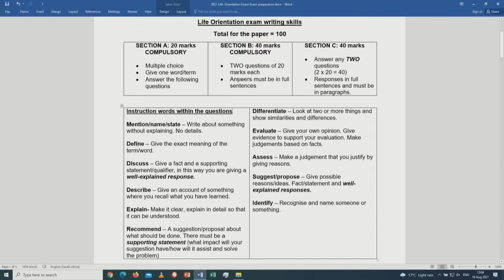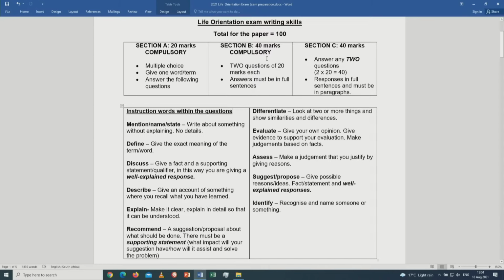And then Section B, it is compulsory. It will comprise 2 questions of 20 marks each, whereas previously it was 2 questions of 15 marks each. So there will be a little bit more content that will be asked with a little bit more marks that will be added. So that is not a train smash.